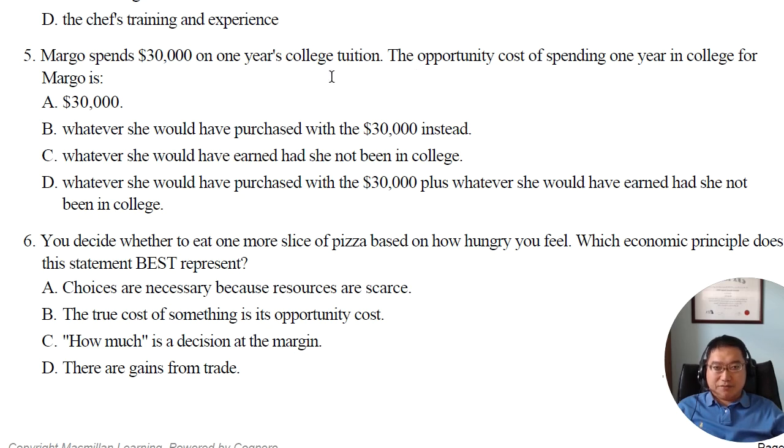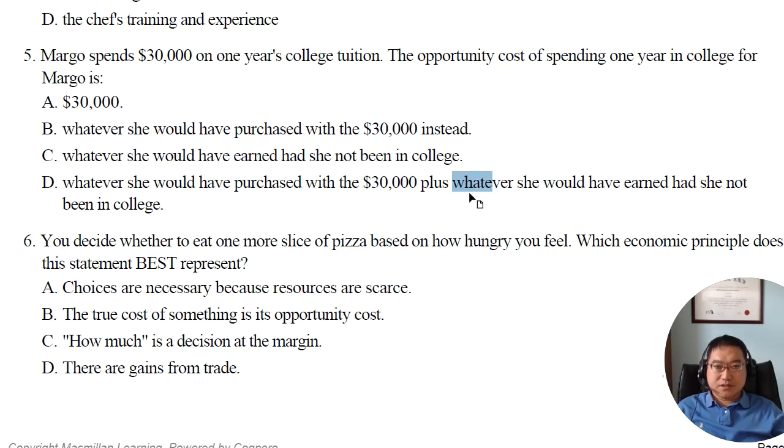But in question 5, we have a different situation. The chosen action, not the alternative, is go to college. So the monetary cost of going to college is part of the opportunity cost. And then there is something beyond money alone, so there should be something extra. Now look at D. This can be a trick for picking the answer: the longest one. You can go with D directly. D says yes, the $30,000 plus whatever she would have earned had she not been in college.